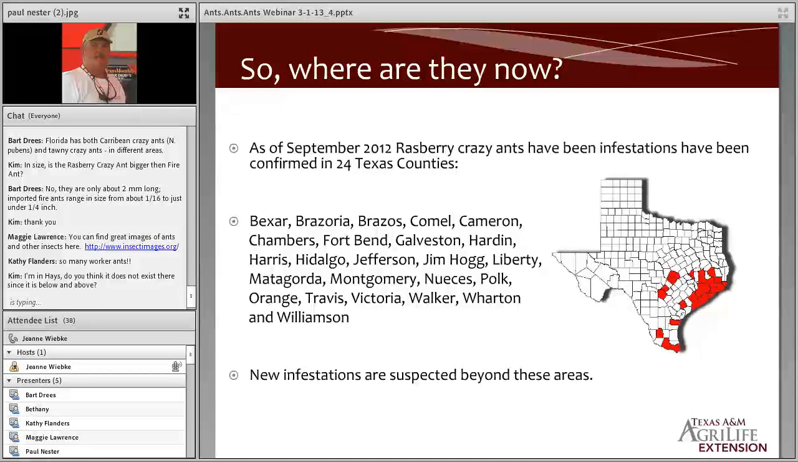So we're very concerned. We tell homeowners that if they see a suspicious ant, especially in numbers, to please get with their extension agent in the county so they can make sure it's ID'd and we know where this ant is.